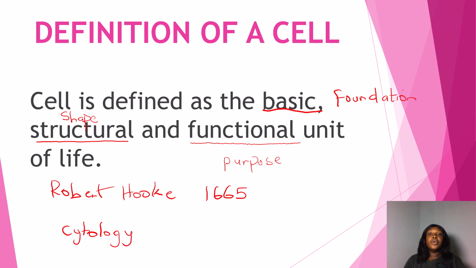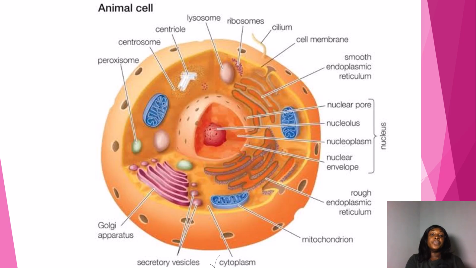So now we're going to look into the typical structure of a cell. I will use an animal cell for an example. Looking at this animal cell, you will see that there are components that make up this cell. And these components that make up the cell are what we call the organelles.